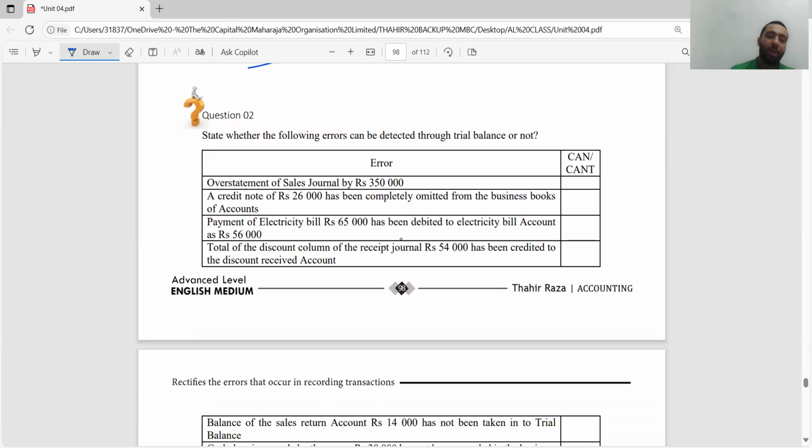State whether the following errors can be detected through the trial balance or not. Overstatement of sales journal, 350,000. Can you see this in the trial balance? What they're saying is, will it create a difference in the trial balance? Whatever you record in the sales journal, what do we record? Everything that you sell for cash. We record that in the sales journal. Ziana, Arva, Ashini, Lakshini, we are recording everything that we sell for cash in the sales journal. Okay?